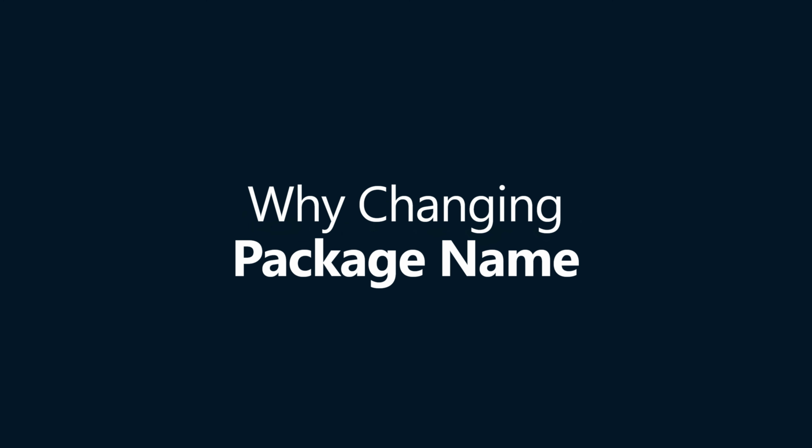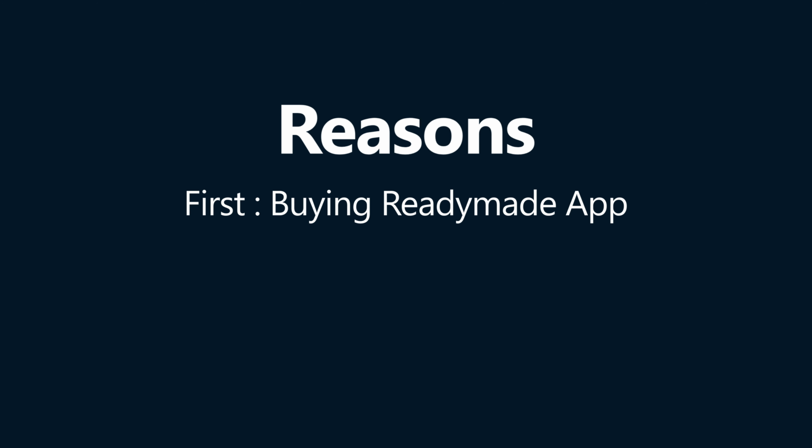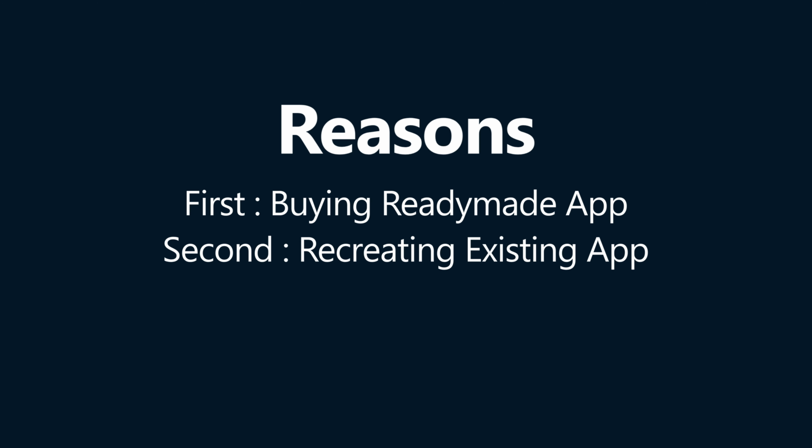There are two reasons. First, when someone buys ready-made app with Android Studio projects from CodeCannons or Codester websites, they must skin the app and change the package name to their own, so their app can be approved by Google Play Store. Otherwise, the app will be rejected if they have the same package name as others have. The second reason is that if someone wants to recreate their executed app that is published to Play Store and wants to completely upload a new app to the Play Store, then they also need to change the package name of their app.